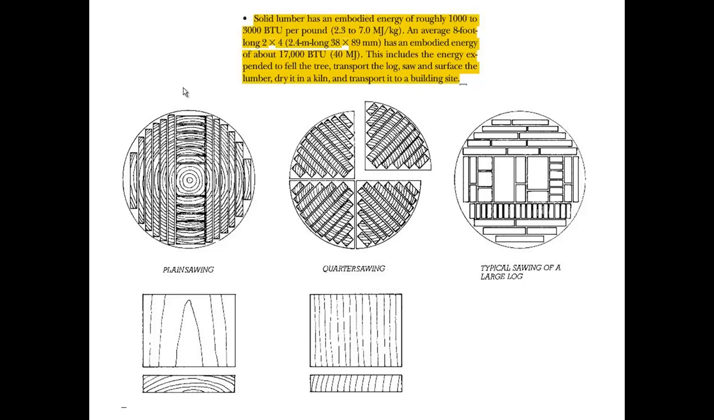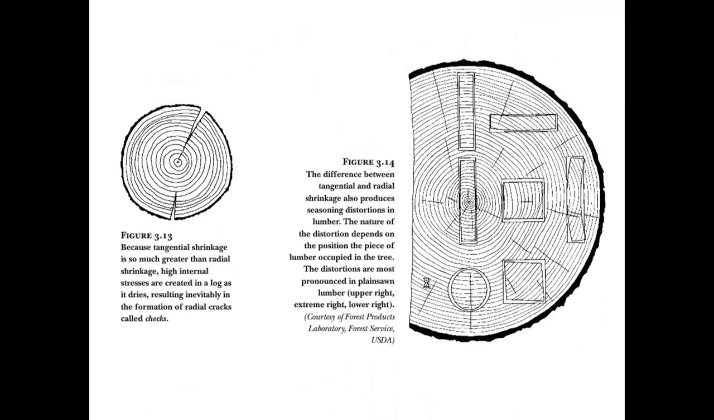That's 17,000 wooden kitchen matches of energy, which seems like you could just as easily use the kitchen matches, but that includes the energy expended to fell the tree, transport the log, saw and surface the lumber, dry it in a kiln, and transport it to the building site. So it requires quite a bit of energy to just create one 2x4 and get it to the site. It's very recyclable.